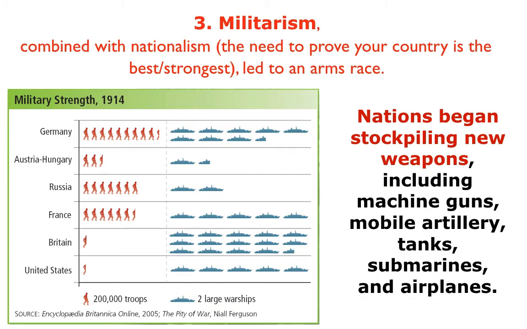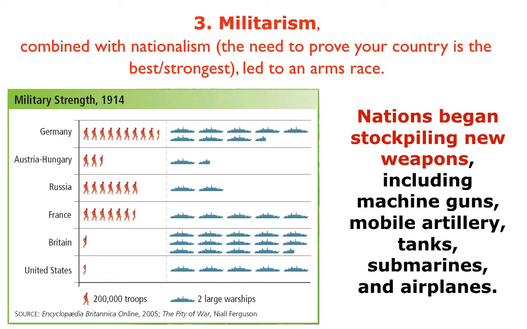In order to prove you're the best and the strongest, part of that was to build up your army and navy. And you can see from the graph here that Germany and Britain are probably the two biggest, most powerful countries at this time, as we're leading into World War One.